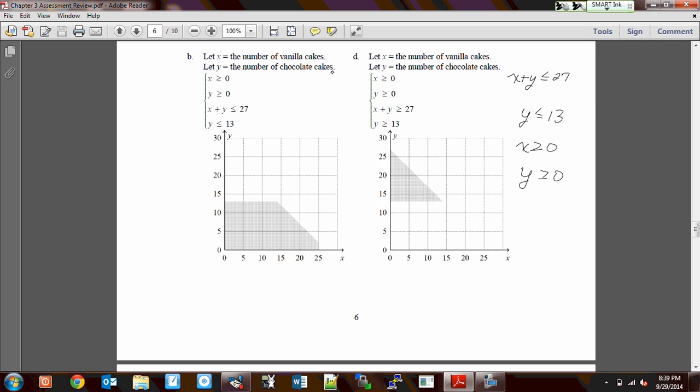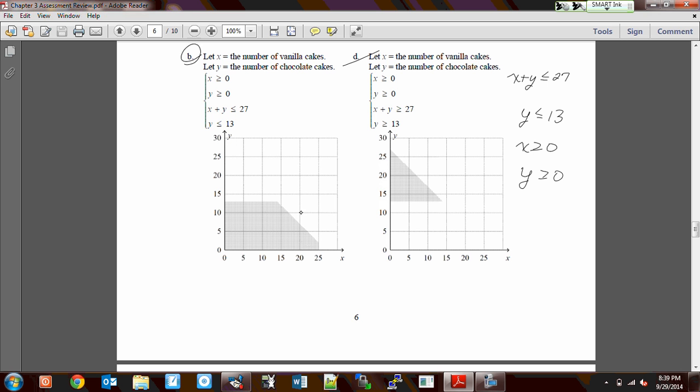All right. X is greater than or equal to 0. Y is greater than or equal to 0. X plus Y less than or equal to, okay, that one looks good. X is greater than or equal to 0. Y, X, nope, these two don't match. D is out, so B is the winner.